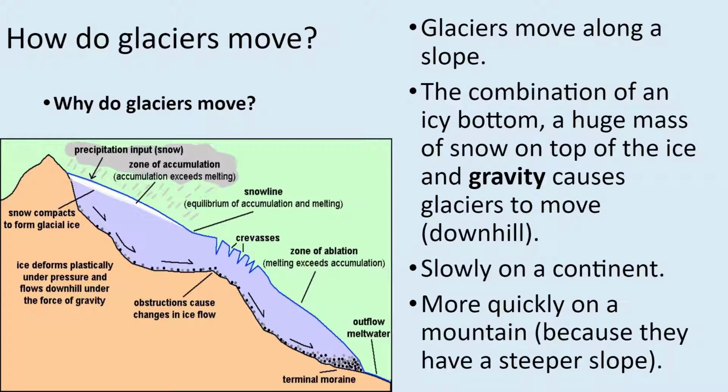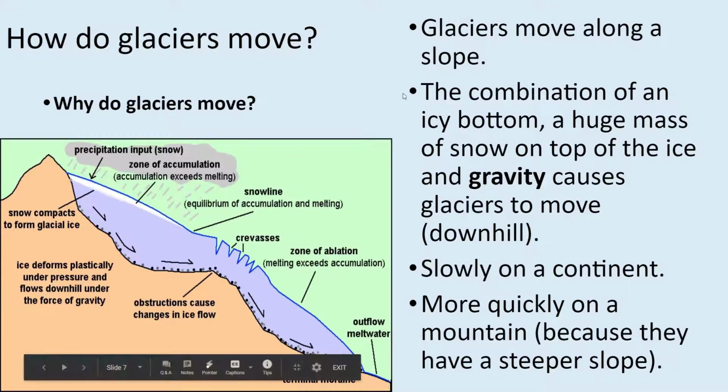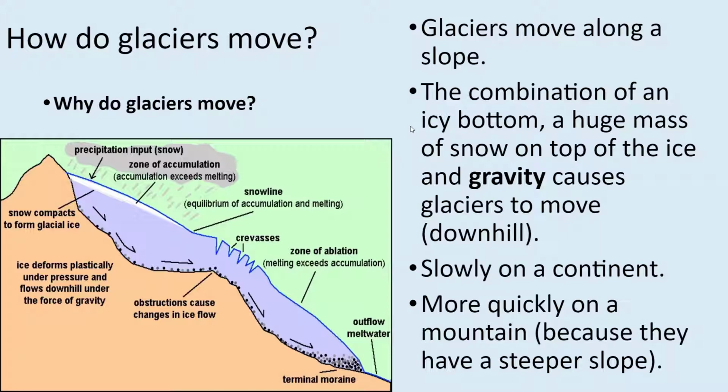For starters, you have to have a slope. And you saw that in the video. Both alpine glaciers and continental glaciers have a slope. Okay? The combination of the icy bottom, a huge mass of snow on top of the ice, and gravity causes the glaciers to move downhill. Having a slope or having some sort of downhill is essential when it comes to the movement of glaciers. So as far as their speed, they move pretty slowly. Those continental glaciers, you guys, because you're dealing with just overall less slope, they tend to move more slowly. Where your mountain glaciers, where you have a steep slope, they tend to move a lot faster. Well, in terms of glacial speed.